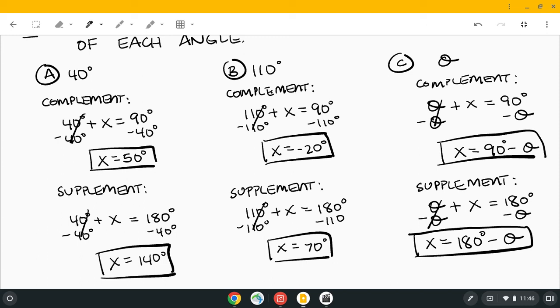So that is part 1. You can start on the homework by doing the problems that are asking you to find the supplement and the complement, or you can go ahead and start watching part 2.